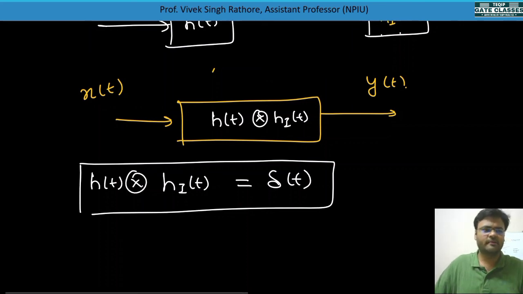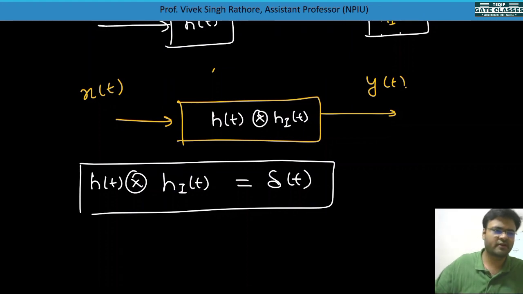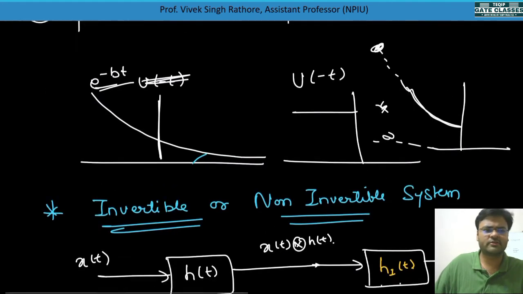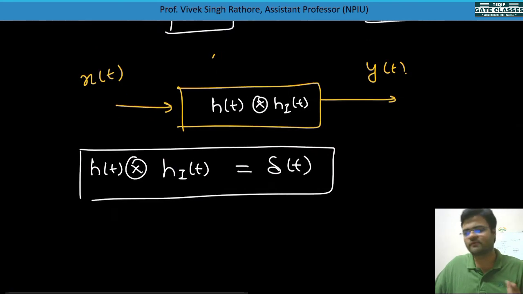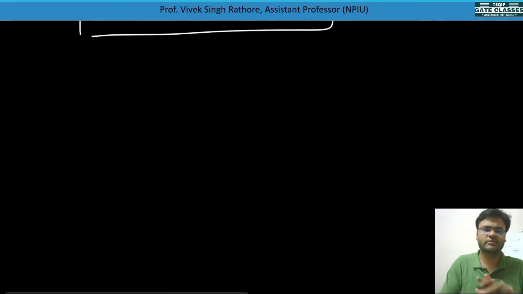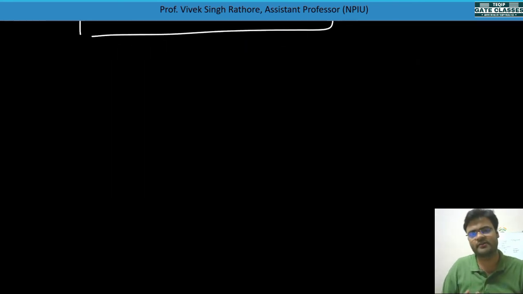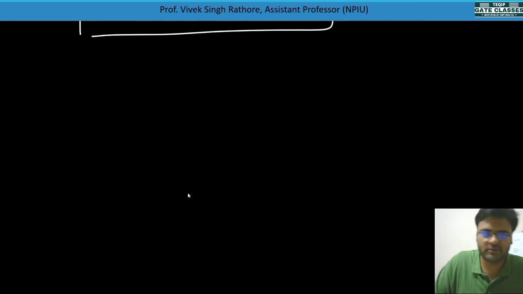Ultimately what you are aiming at is that h inverse of t should be the inverse of h of t for an inverse system. So if both signals when convolved give a delta t, then it is said to be an invertible system. So from this method, by observing the impulse response, you can check whether a system is invertible or not.